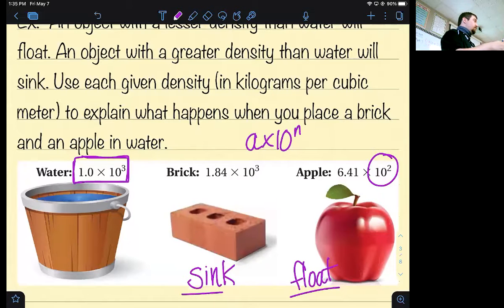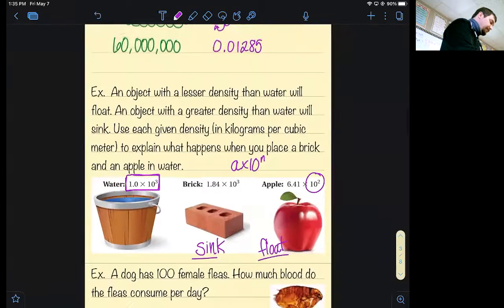It's the same thing we do when we compare decimals. If I've got a 6 that's in the 10th place, and another number has a 6 that's in the 1000th place, the 6 in the 10th place is more than the 6 in the 1000th place. So that's what the exponent tells you, where that number's at. So we have to pay attention to that.